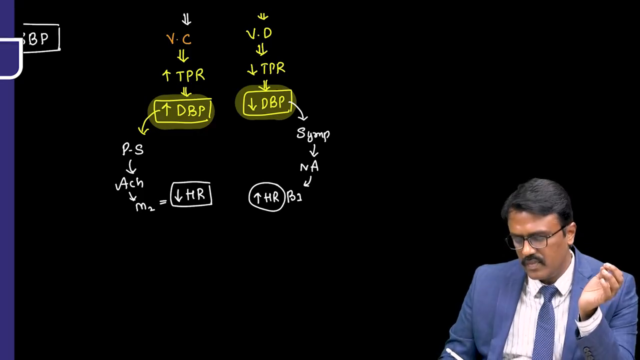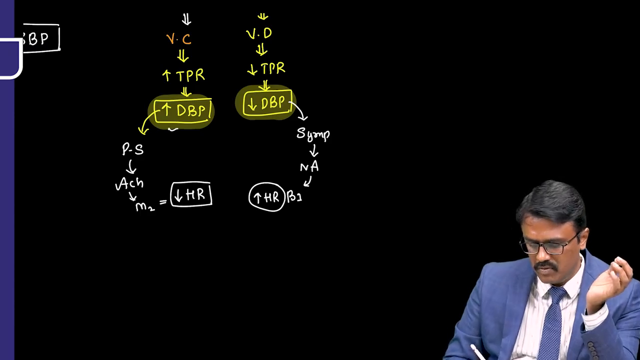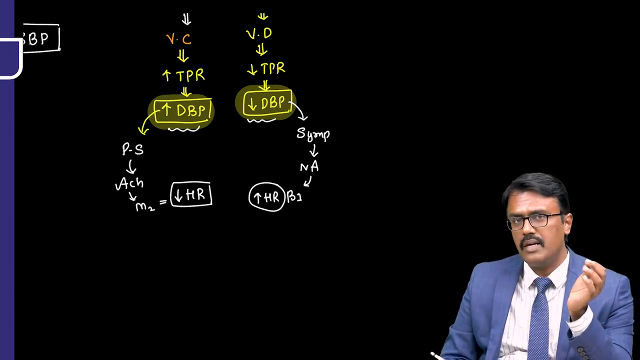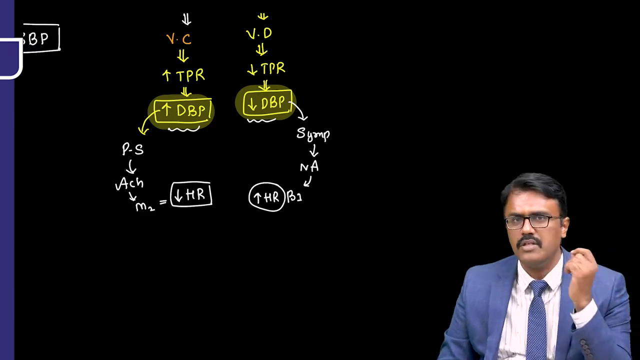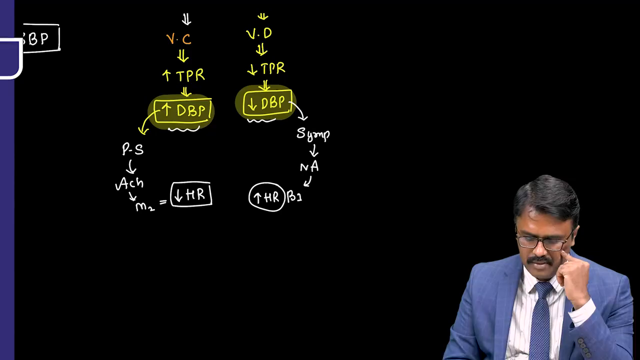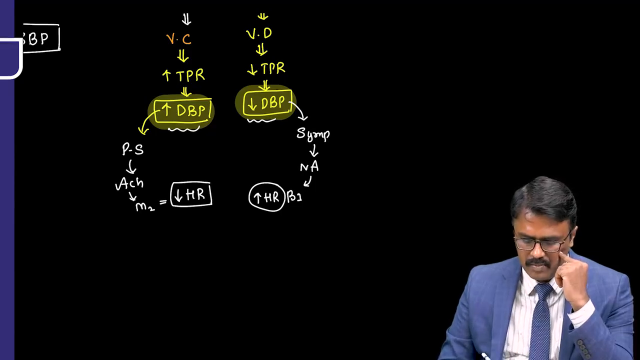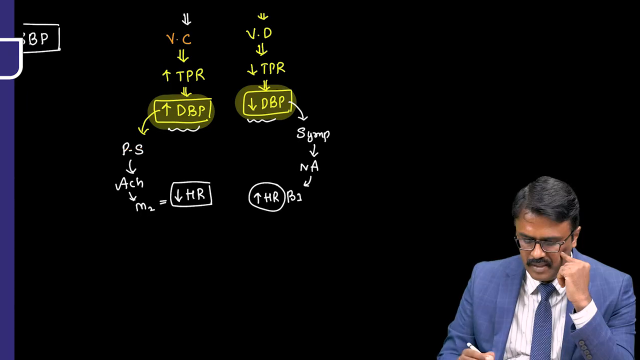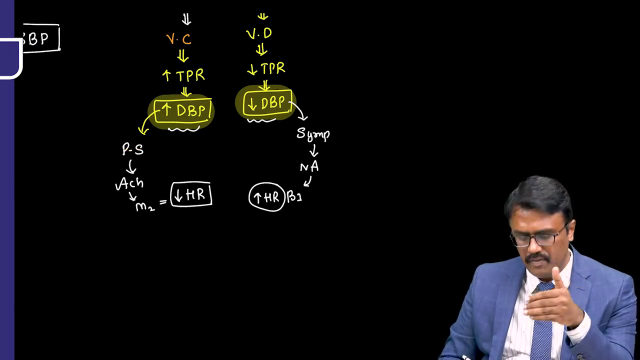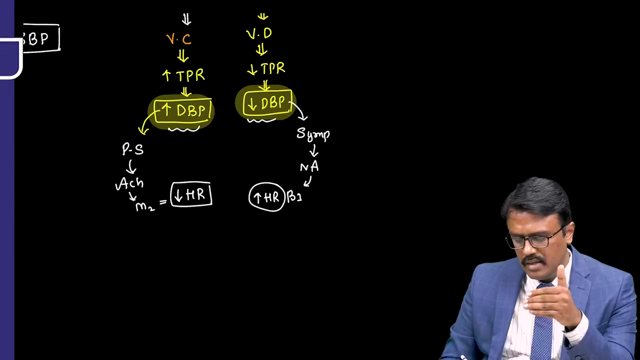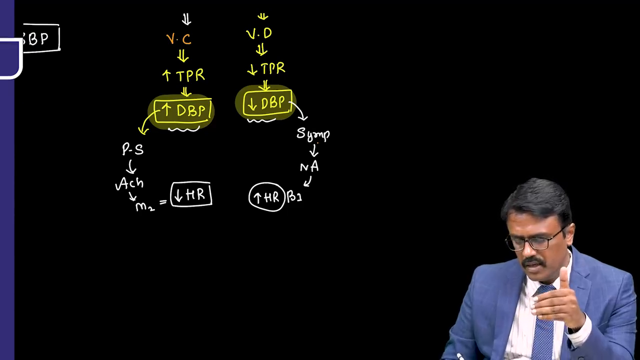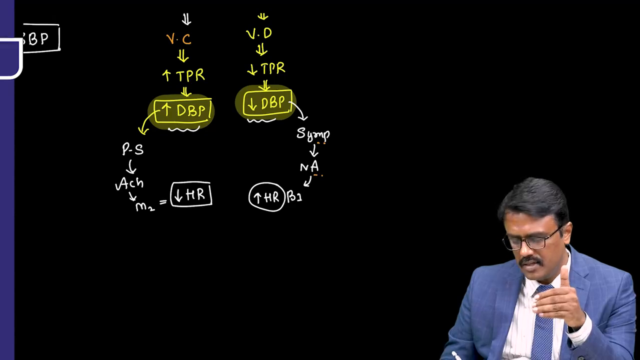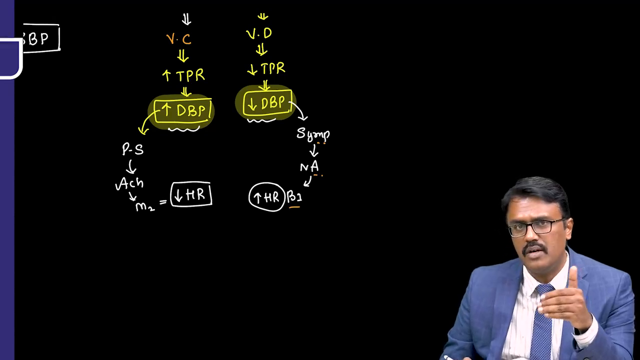This is the reflex mechanism. When the BP falls, this is what we see, and when it rises, this is what we see, and this is all physiology for it. So let me repeat again. When the diastolic BP rises, parasympathetic gets activated. It will release acetylcholine, which acts on M2 and decreases the heart rate. When the diastolic BP falls, sympathetic comes into the picture, noradrenaline is released, it acts on beta 1 and increases the heart rate, which is called reflex tachycardia.